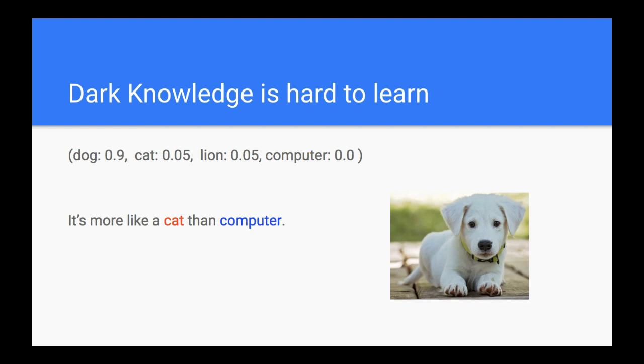And if we just let the student network learn this in a purely classification way, we will only have the label with probability 1, and the rest of the classes will just have probability 0. The student network will not be able to learn this kind of dark knowledge.